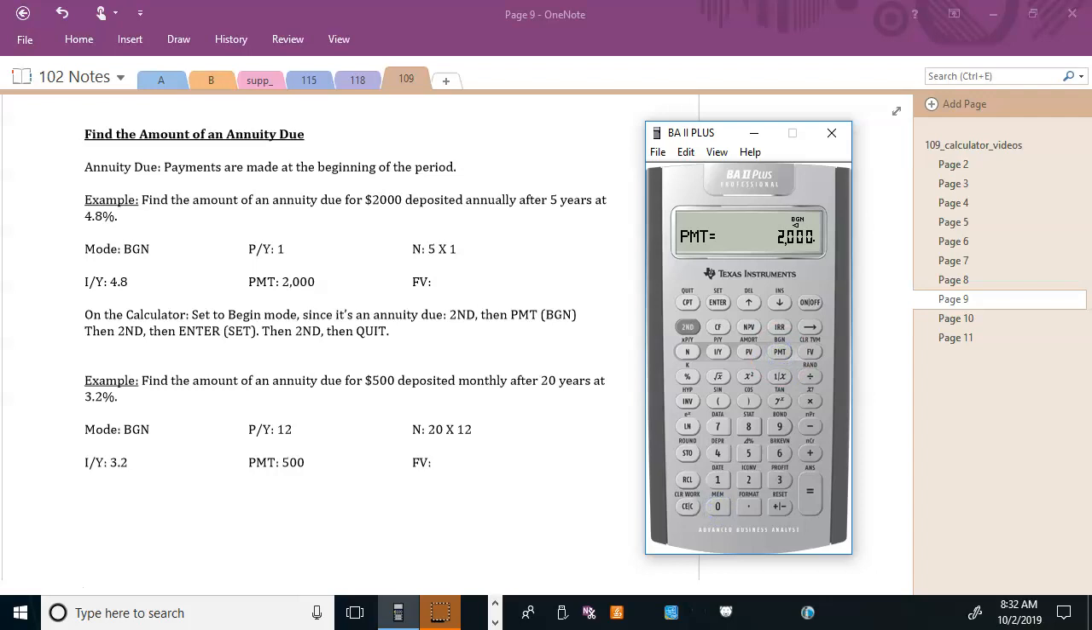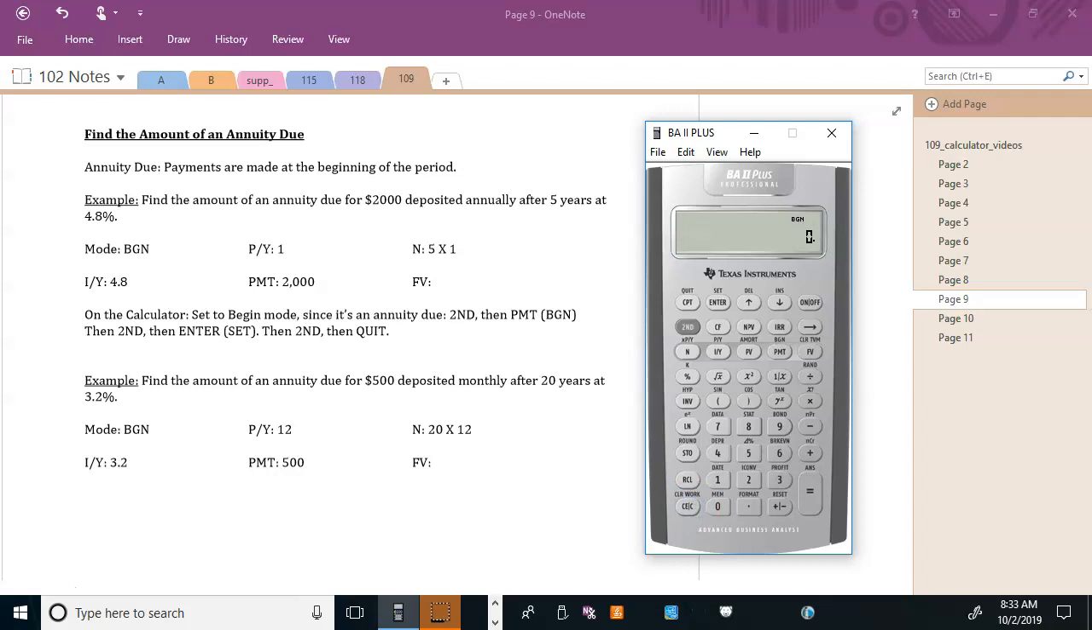And just as we saw with ordinary annuities, I now compute my future value. So CPT and then FV. And once again, my calculator gives me a negative number, but I ignore that negative sign. And I take $11,535.54 is the amount. Again, that is the total amount, so all of my deposits as well as the interest.